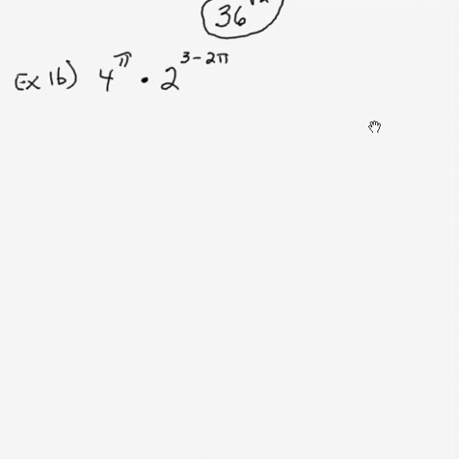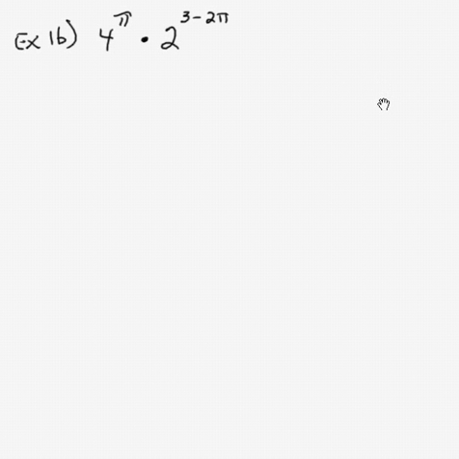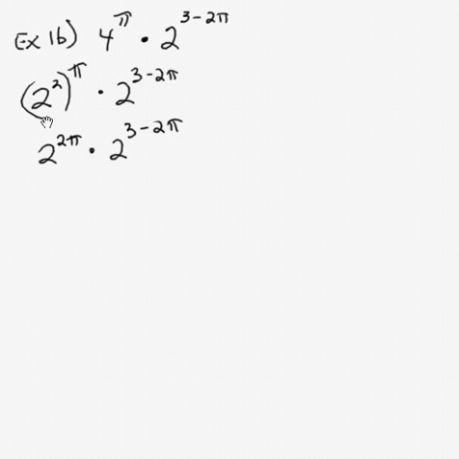Talk about real number exponents. What's more of a real number than having pi as an exponent? So I've got 4 to the pi power times 2 to the 3 minus 2 pi power. I see 4 and I see 2, and I realize that they are both powers of 2. So let's write 4 as 2 squared. And now when I have a base raised to a power that's raised to a power, we're going to keep the base and multiply the exponents. 2 times pi is 2 pi.